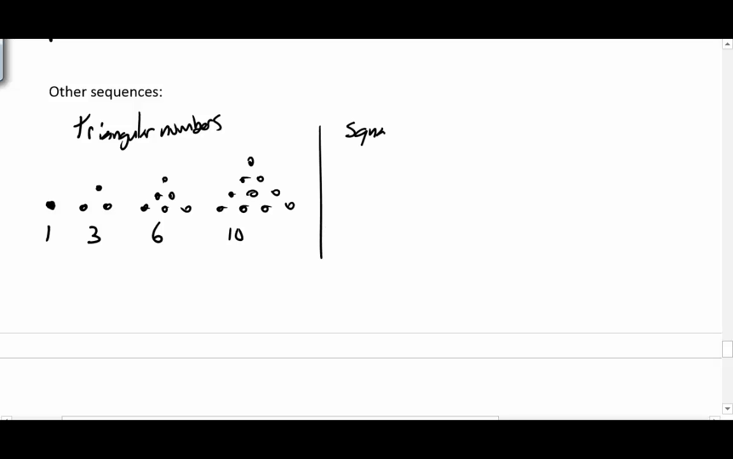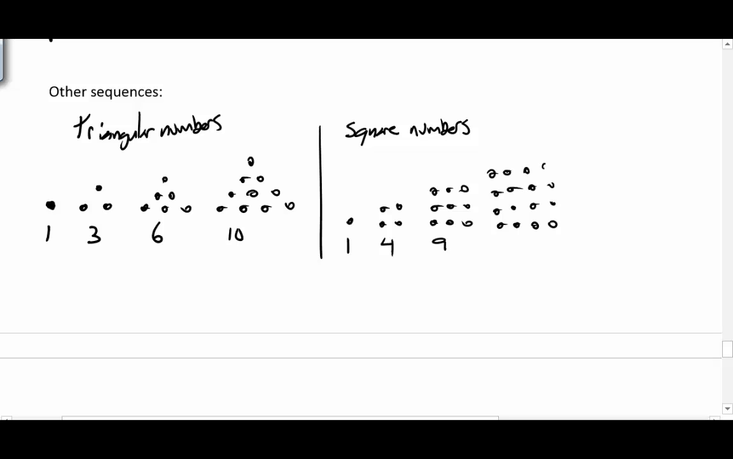Similarly, we have what are called the square numbers. It's where we get our term perfect squares, but we have 1, 4, and then we have 9. I'll do one more, and that's 16. So anytime we can visualize these things with squares or shapes, then we name the sequence after that particular shape.